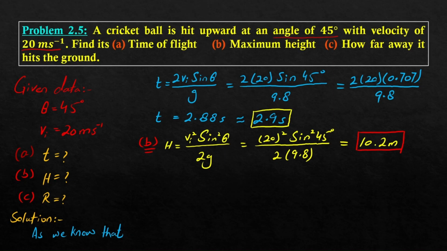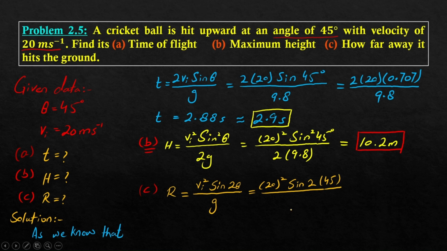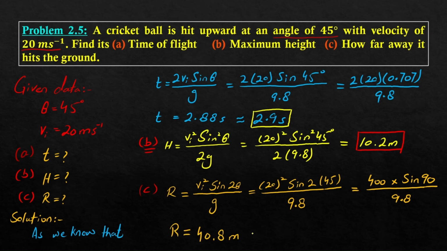Now the third one is the range of the projectile, which can be calculated as r is equal to vi square sine 2 theta divided by g. By putting the values of initial velocity and theta, and after simplification, it becomes equal to 400 into sine 90. Sine 90 equals 1. So r is equal to 40.8 meter, which is approximately equal to 41 meter. So the range of the projectile is 41 meter.